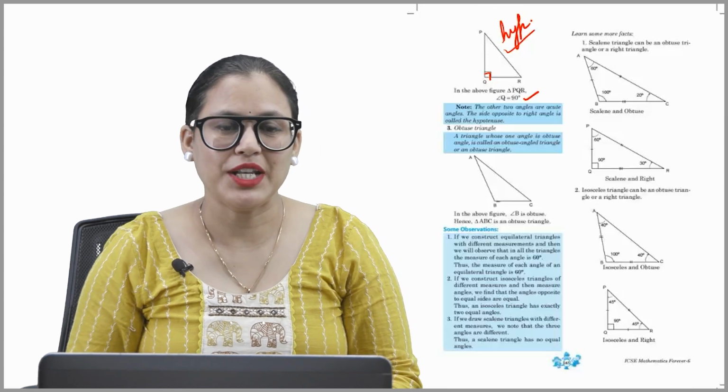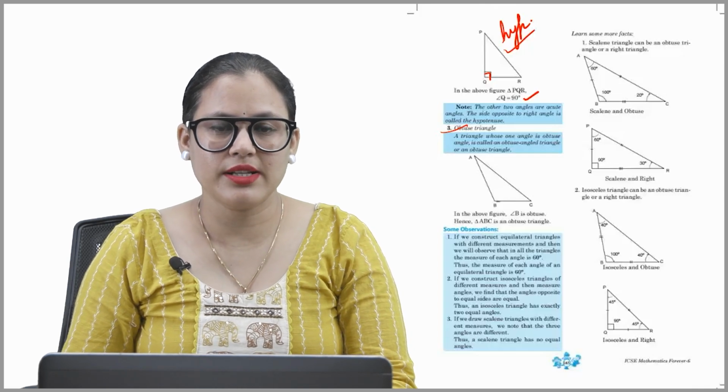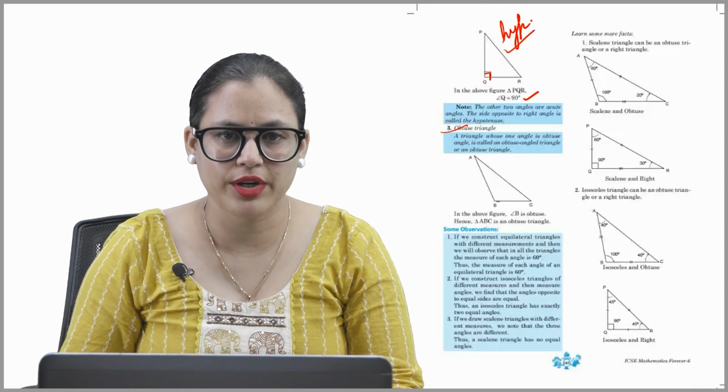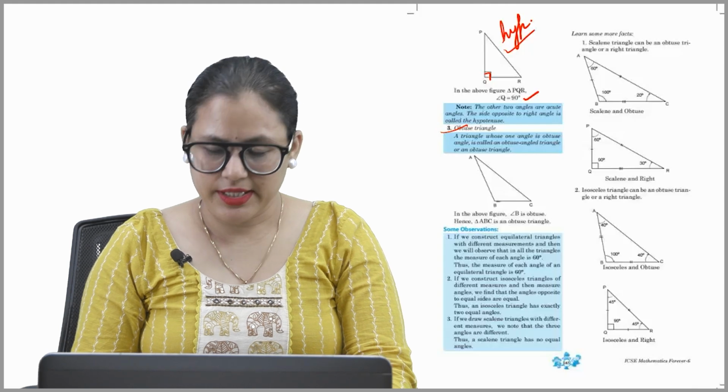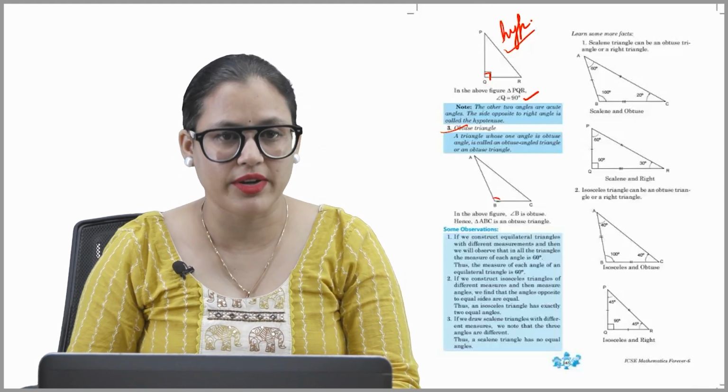Number 3, obtuse triangle. A triangle whose one angle is an obtuse angle is called an obtuse angled triangle or an obtuse triangle. In the above figure, this angle B is obtuse, hence triangle ABC is an obtuse triangle.